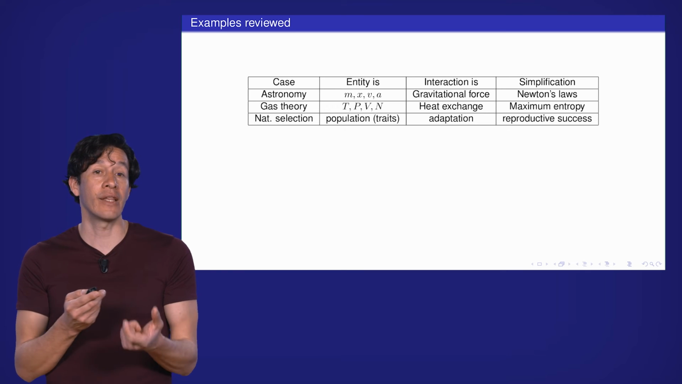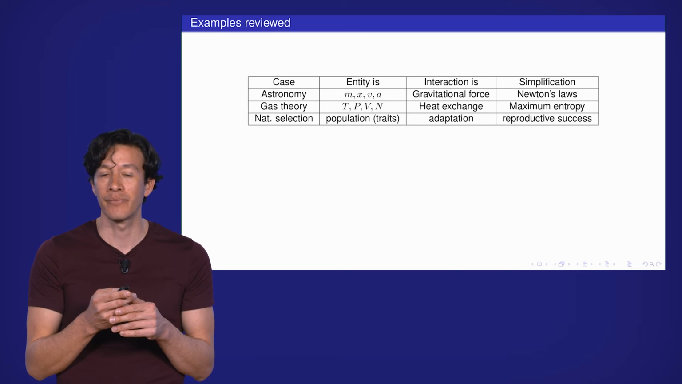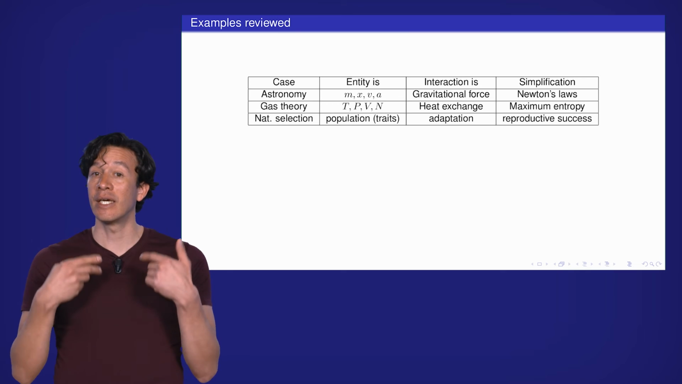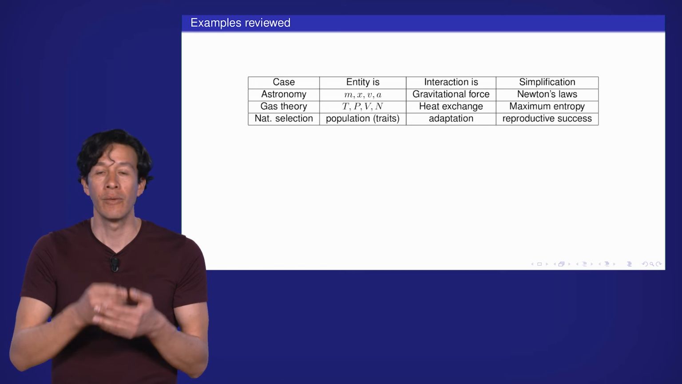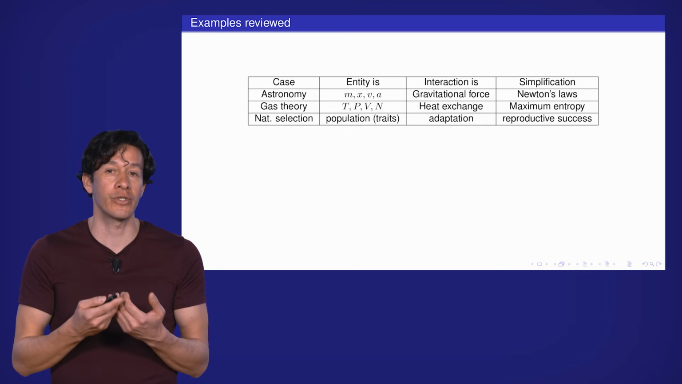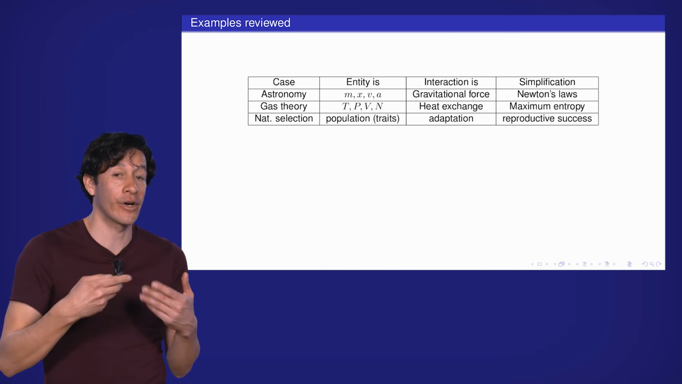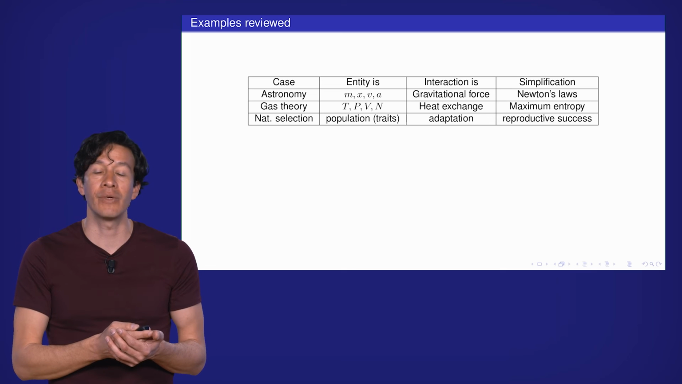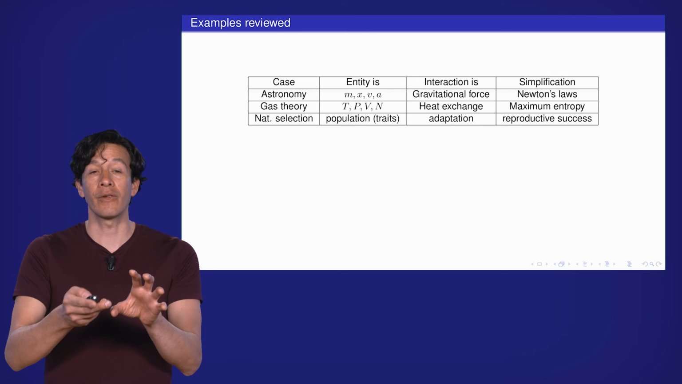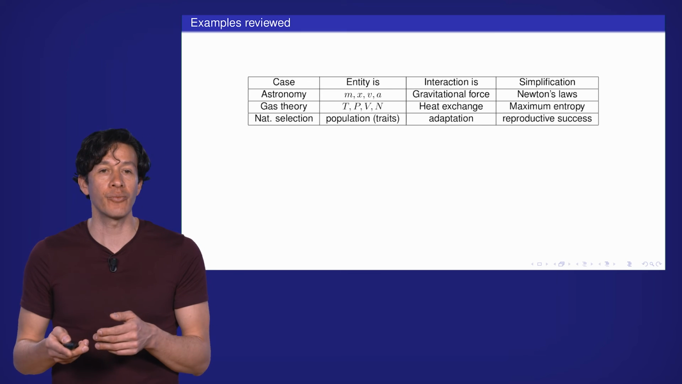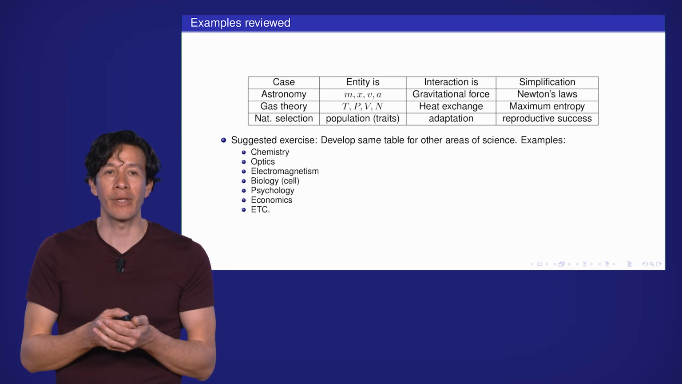For natural selection, the entity is a population in a specific place, and the population is actually described as a collection of traits, so features. The interaction is adaptation to the environment, and the simplification principle for explaining natural selection is reproductive success. Species that are more successful at reproducing will be better adapted and thus will remain in time in the specific region, so their population is going to grow or be maintained. So with this very simple way to describe an entity, an interaction, and a simplification principle, we get most of the science.